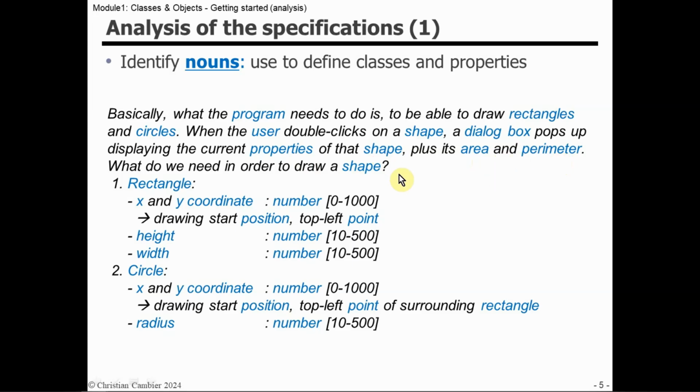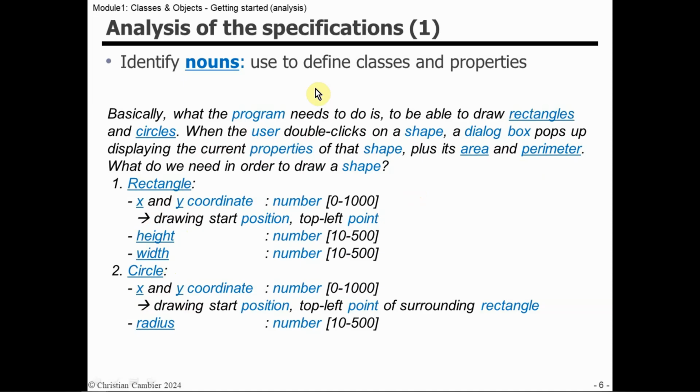Now, I don't want to go into every detail of this analysis, so let's move on a bit quicker and just identify all the nouns of interest to us. And I'll show them underlined. So we have rectangle, circle, area, perimeter, so the rectangle, we have the X and Y coordinates, we have the height, the width, and for the circle we have x and y as well, and the radius.